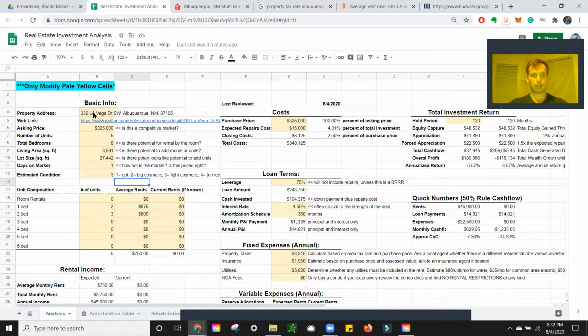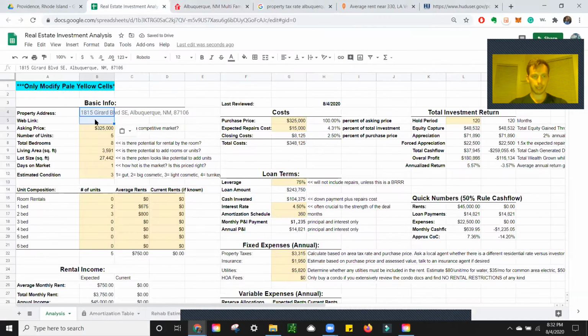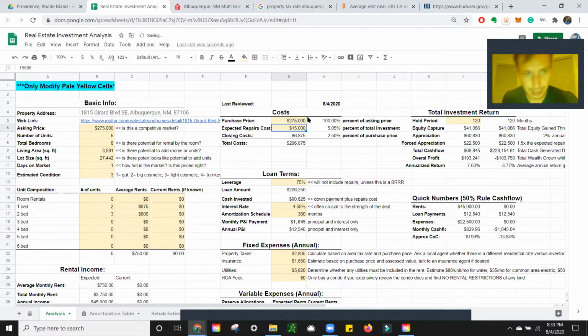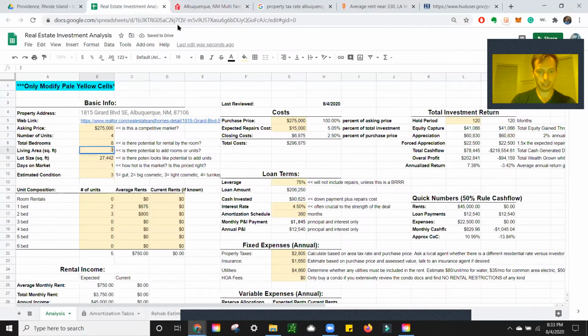We're going to copy the address. Always good to have some records there. We're going to copy that listing link so that we know exactly where we're going. We see that purchase price. We're going to throw that in here, $275, and we're going to copy it over here. This is the one that's really going to drive the numbers for the spreadsheet. You could leave the asking price blank. We are looking at 8 bedrooms, 4 units. Square footage is at 3,200.